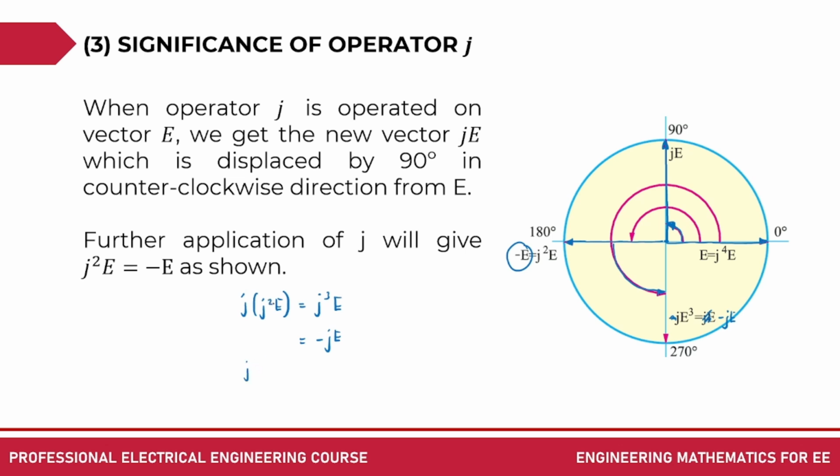And then J to the fourth E, since this is 2 J squareds, and since J squared is negative 1, you'll get E as the answer. So, that's the J operator.